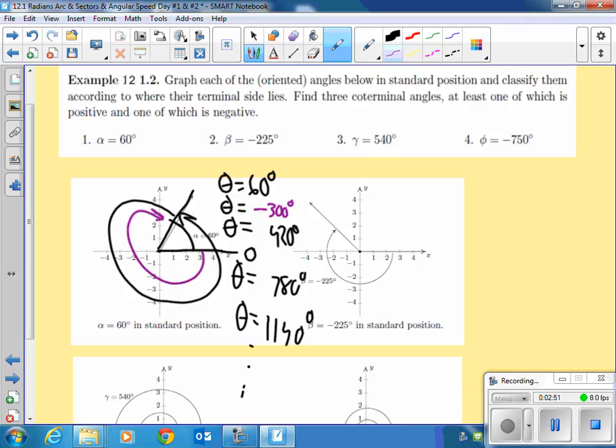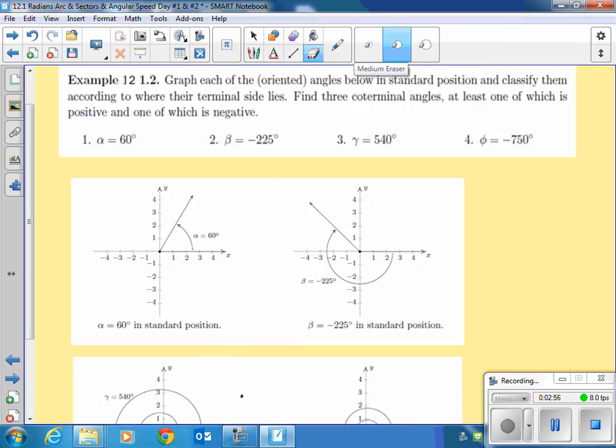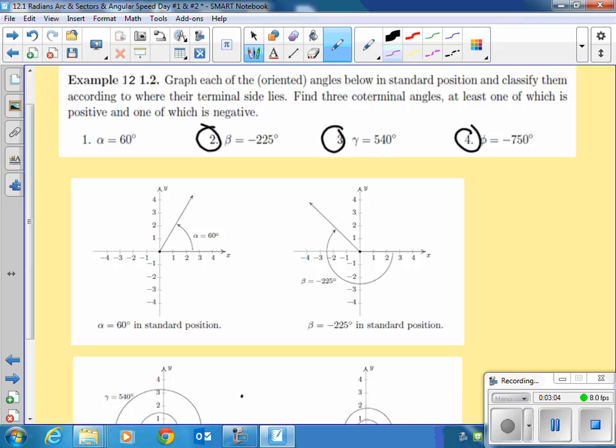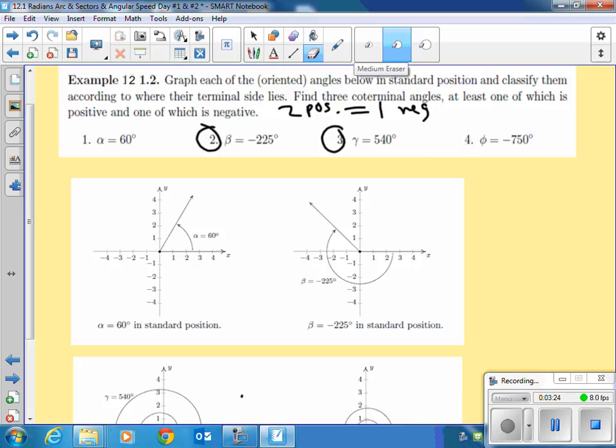Okay? So here's what I would like to do. I would like you to take these numbers, 2, 3 and 4, and find 3 other ones. But 2 of them have to be positive, and one of them has to be negative. Right? And so see if you can do that. Oh, let's just do 2 and 3. We'll just do these 2. So you're going to find 3, 2 positive, 1 negative.